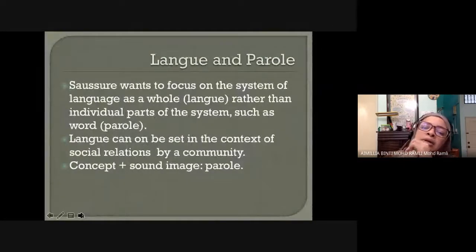And then he also came up with the idea of langue and parole. Saussure wants to focus on the system of language as a whole, langue, rather than individual parts of the system, such as parole. Langue can be said in the context of social relations by a community, wherein you will have many paroles, and that parole can be divided into concept and sound image. The concept is the signified, the sound image is the signifier. So this is one parole. A parole is a word, and langue is a language. But we can have many langues in this world because we have many languages in this world.